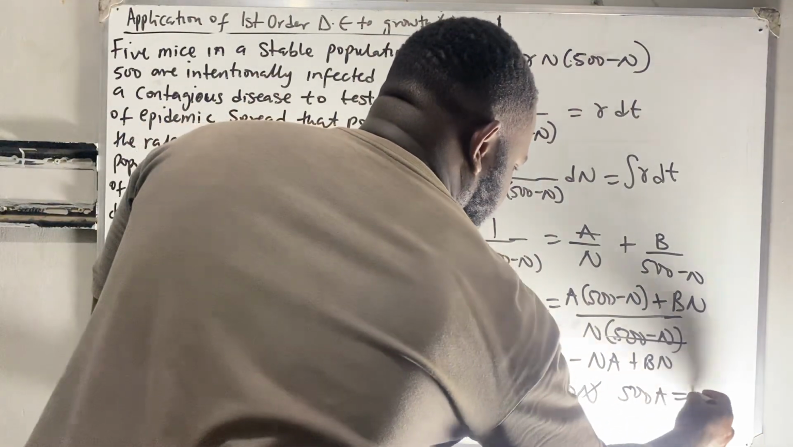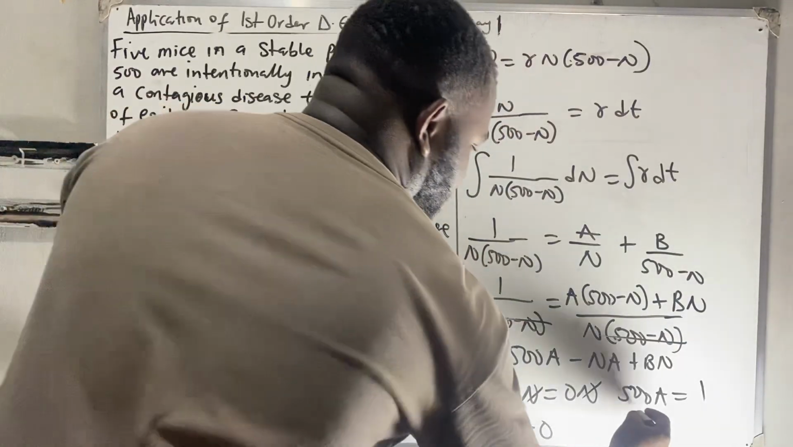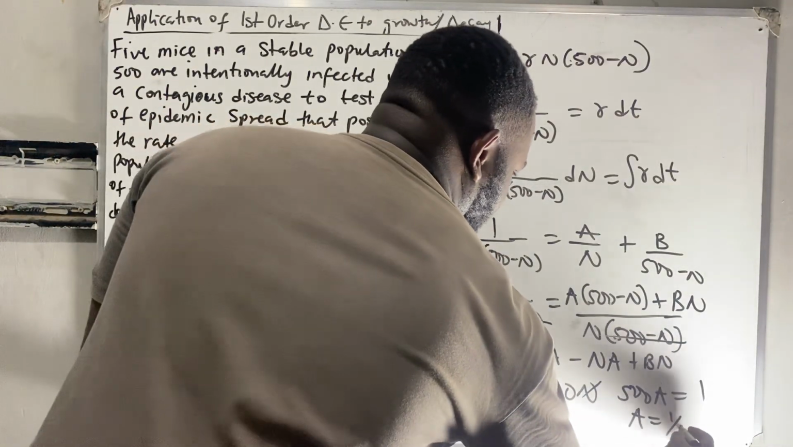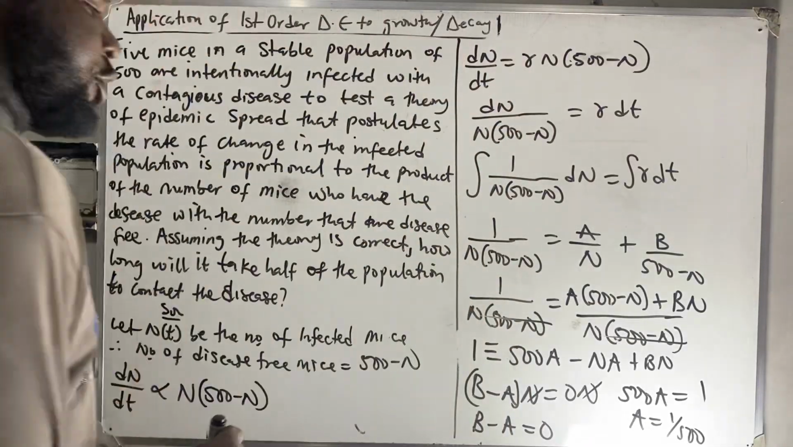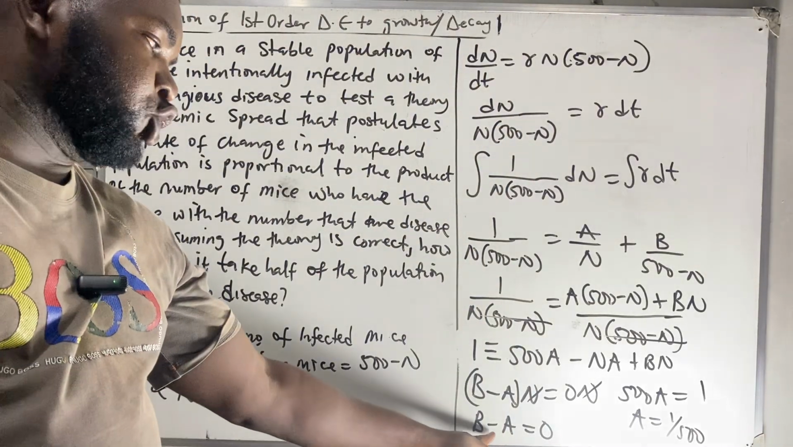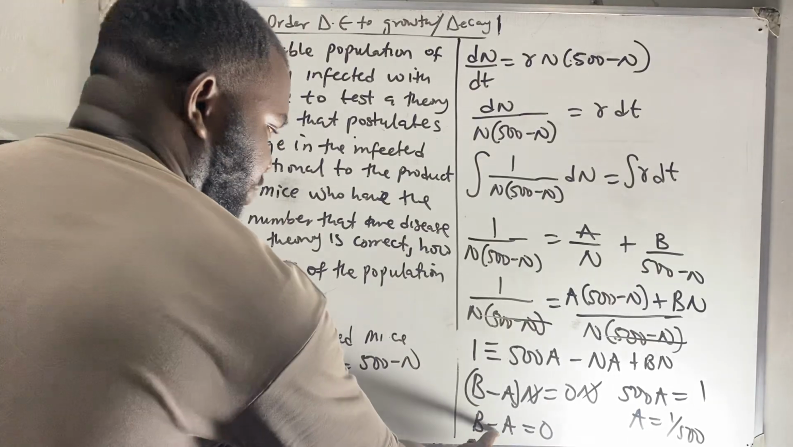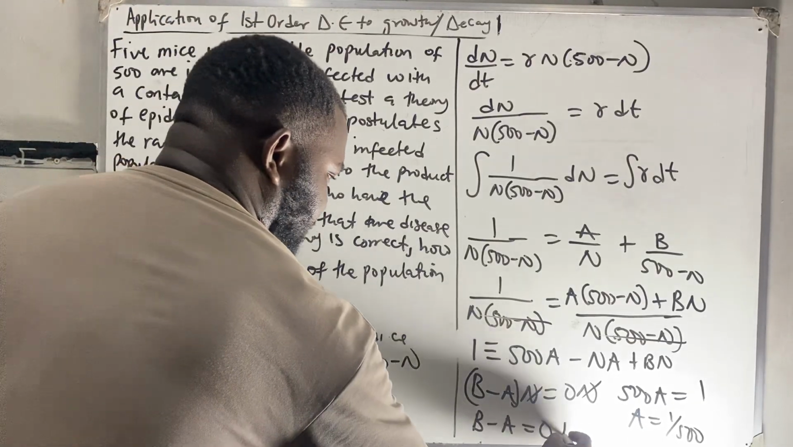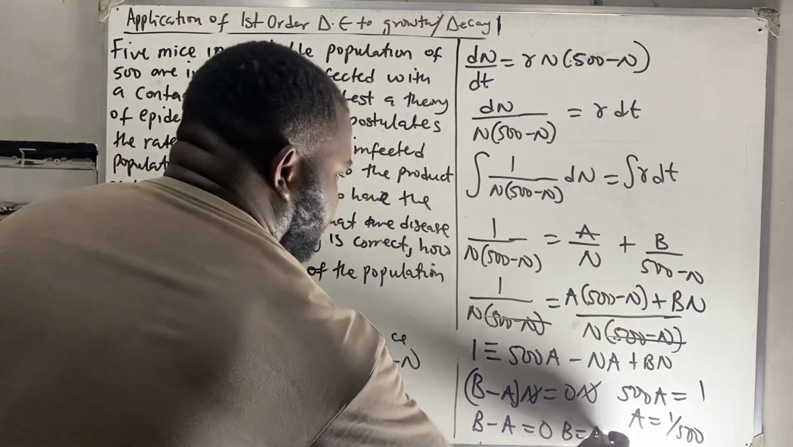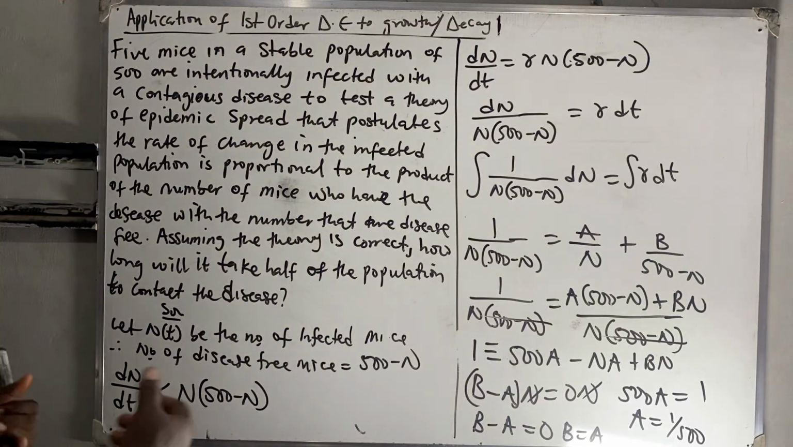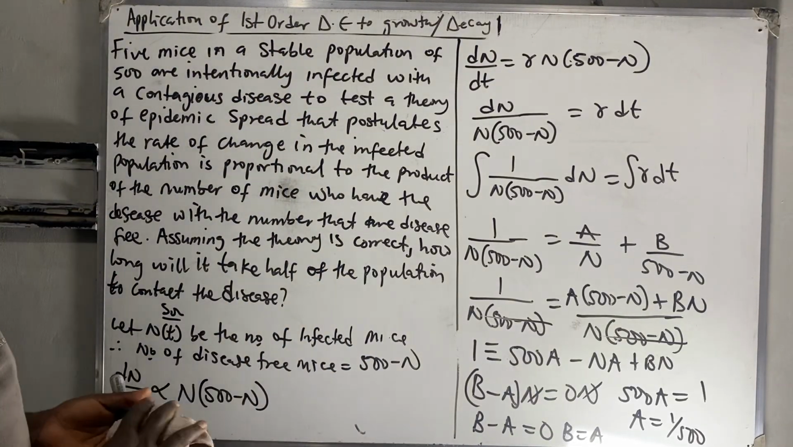500a, which does not have n, is equal to 1. So my a here should be equal to 1 over 500. If a is 1 over 500, then b should be the same, 1 over 500, because if you look at this, you see that a is equal to b. If this one moves to this side, you will see that b is equal to a. So b is 1 over 500 and a is 1 over 500.